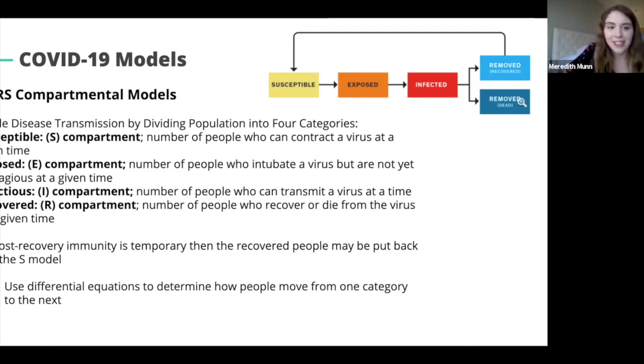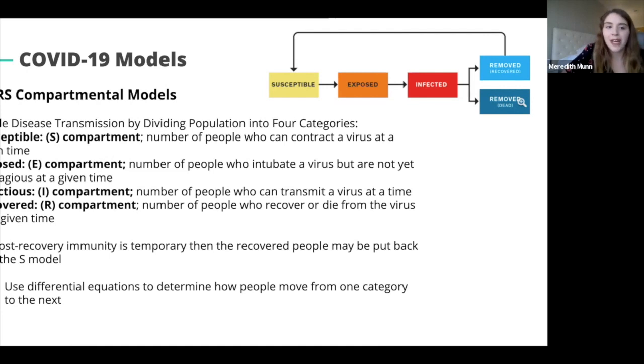The first model is the SEIR model. This model divides the population into four categories, which are S, susceptible, E, exposed, I, infectious, and R, recovered. The susceptible compartment is composed of the number of people who can contract a virus at a given time. This includes almost everyone except those with antibodies, as we found with COVID-19.